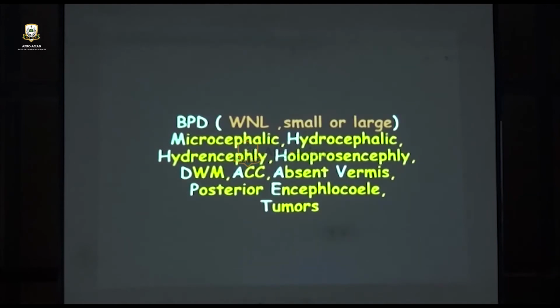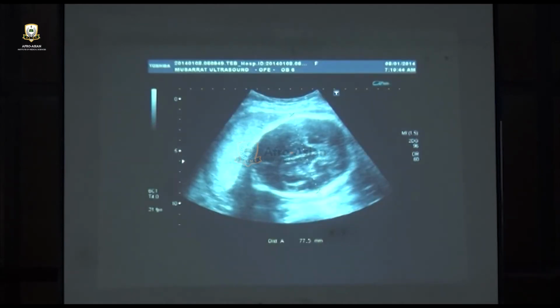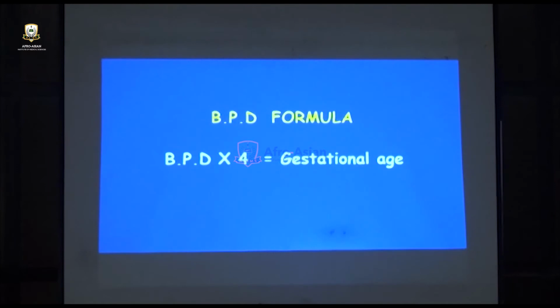Let's talk about BPD, biparietal diameter. What is within normal limits? What do we mean by small and what do we mean by large? I'll not go into it and waste your time explaining everything. The slide is right here, and that's what we pick up in abnormalities. Taking the correct BPD is very important with all the landmarks, and I'm not going to describe that.